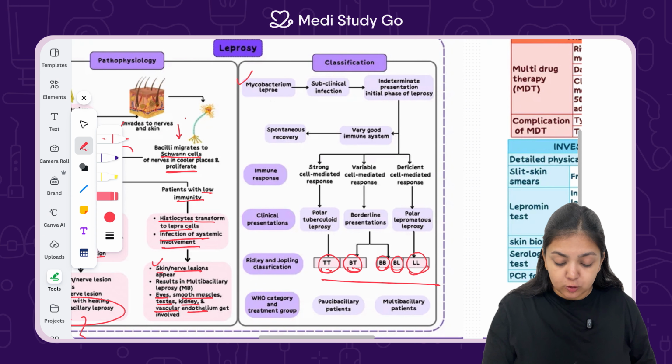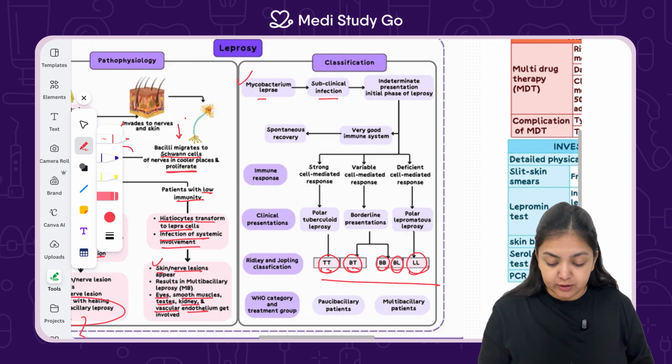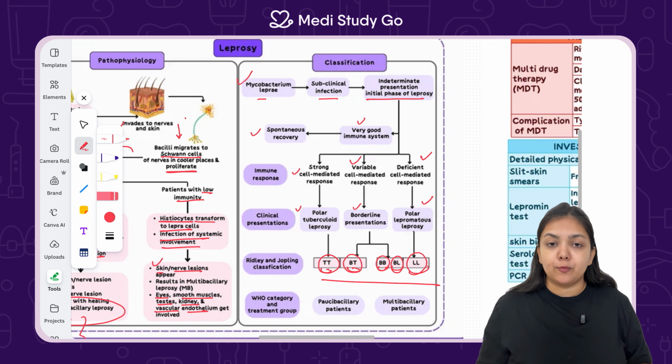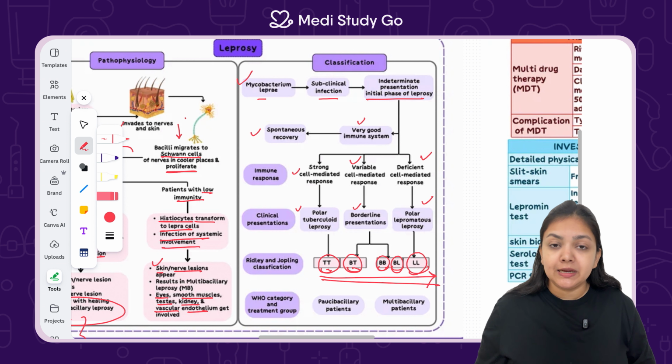It happens that Mycobacterium leprae causes subclinical infection and there is an initial phase of leprosy. If the person has a very good immune system, there is spontaneous recovery. But if not, there can be a cell-mediated response, which is variable or deficient. This leads to tuberculoid leprosy, borderline cases, or actual lepromatous leprosy. So this is how the classification can be decided, and staging can be done progressing from TT to LL, which is tuberculoid leprosy to lepromatous leprosy.